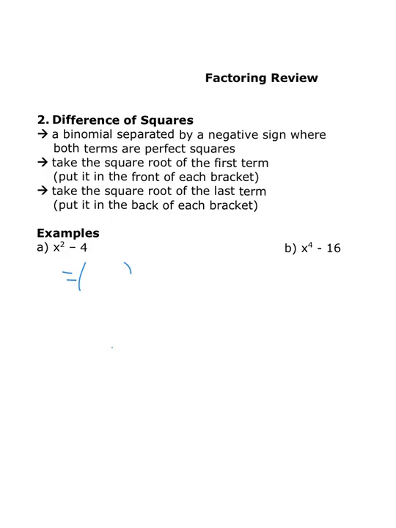I have 2 sets of brackets. I take the square root of the first term, so the square root of x squared is x. I put that at the beginning of each bracket, and then the square root of 4 is 2, so I put that at the end of each bracket. And then in the middle of the 2 terms in each bracket, I separate the first with a plus and the second with a minus. These can be in either order as long as one has a positive and one has a negative.